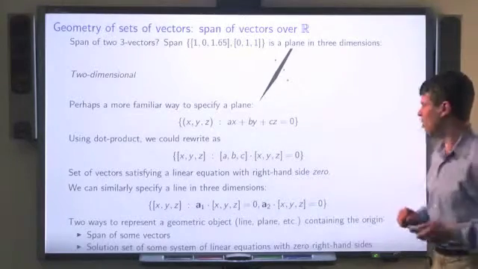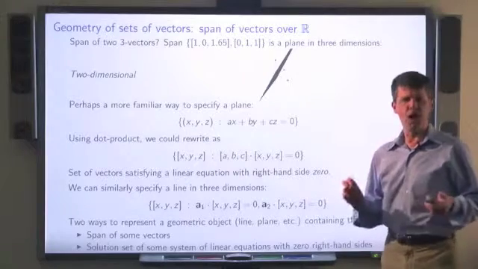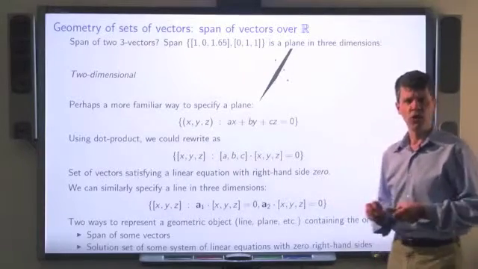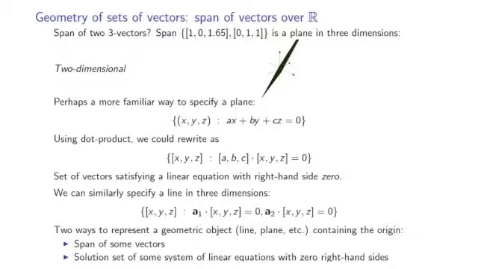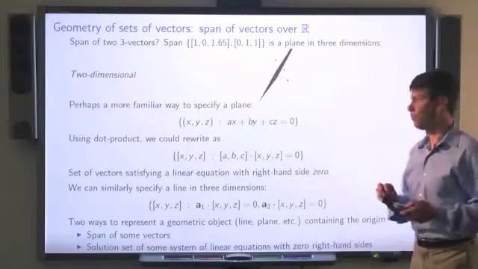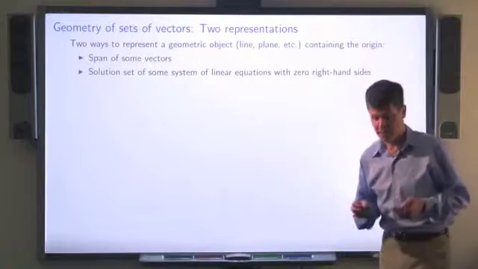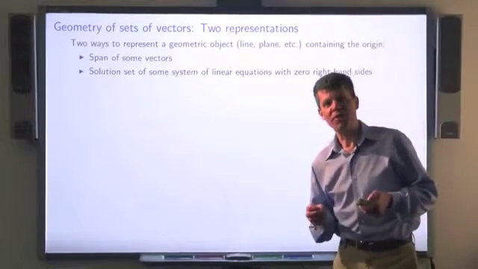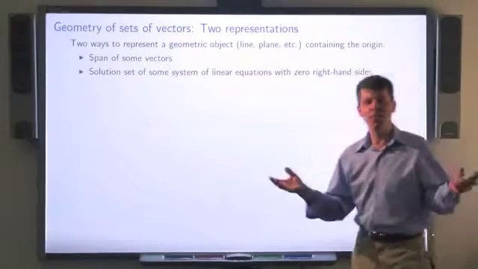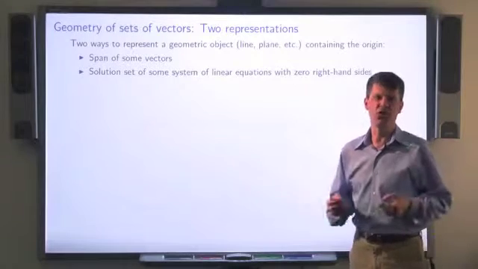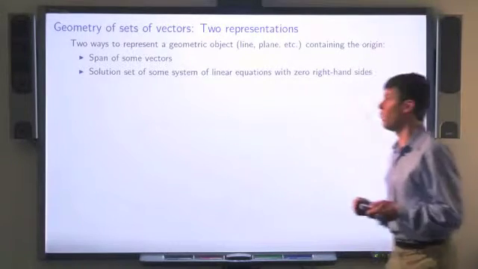So it seems we have 2 ways to represent a geometric object, such as a line or a plane. We can represent it as the span of some vectors, or we can represent it as the solution set to a set of linear equations where the right-hand sides are 0. So we've got these 2 methods of representing things. One of the great themes of computer science is having multiple representations is very often useful. And we'll see it's true in this case as well.